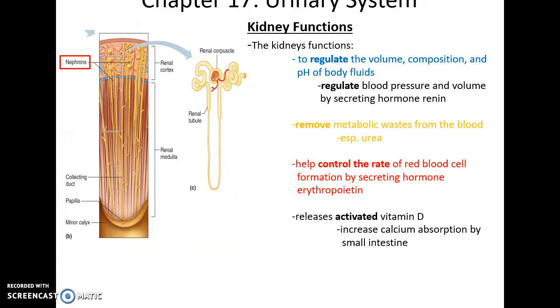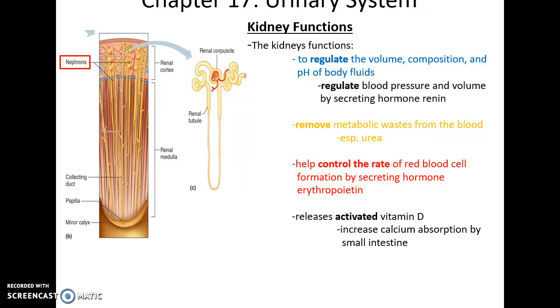The kidneys' functions include regulating volume, composition, and pH of body fluids, especially blood. Also helps to regulate blood pressure and volume by secreting the hormone renin. The kidneys help to remove metabolic wastes from the blood, especially the compound urea. And it helps to control the rate of red blood cell formation by secreting the hormone erythropoietin.